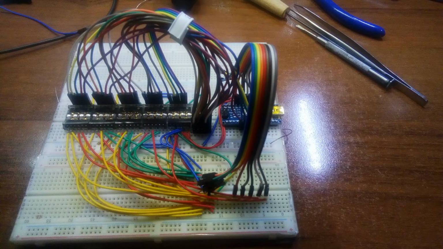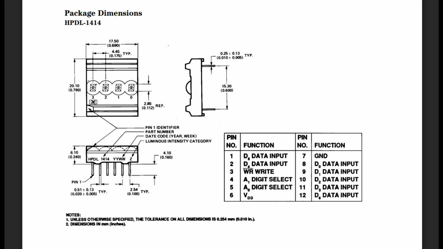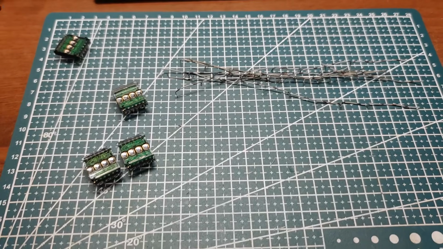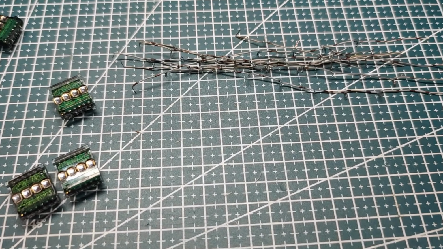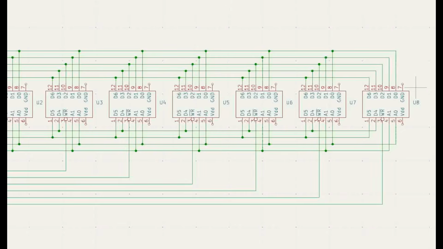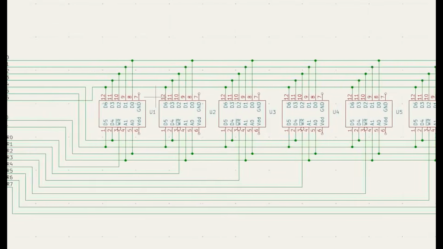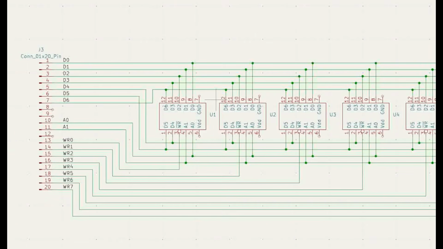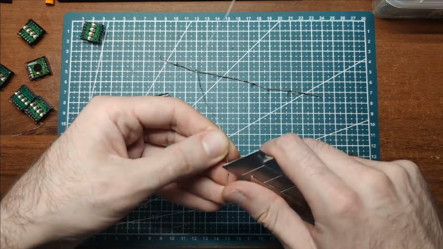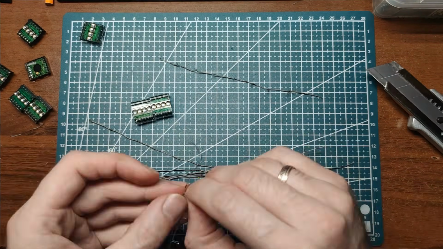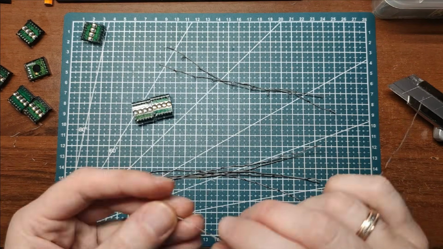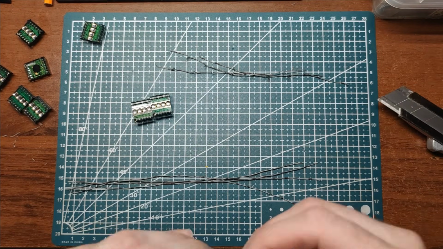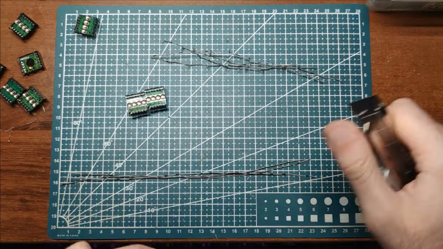Instead, we have a classic parallel interface, 7 data lines for the ASCII code, 2 address lines to select one of the 4 characters, and the write pin. That's 10 control signals in total. Let's try to put this together and power it up. Every data and address line across all modules needs to be buzzed together. To do this, I used thin solid core wire from a spare Ethernet cable, stripping the insulation in segments at regular intervals. The process is quite tedious and doesn't look very pretty, but it gets the job done.